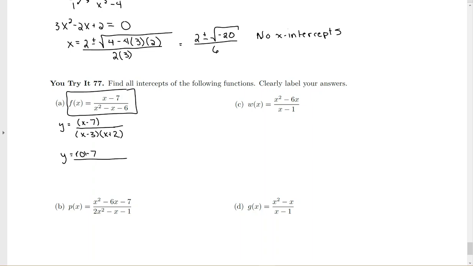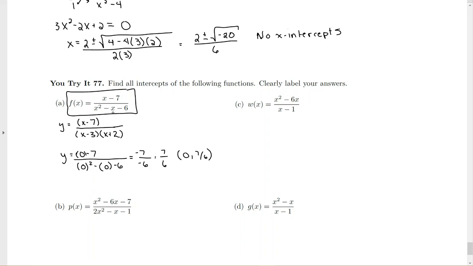I'm going to take out the x's on the bottom. And I have negative 7 over negative 6, or 7/6. So I have a y-intercept at (0, 7/6).